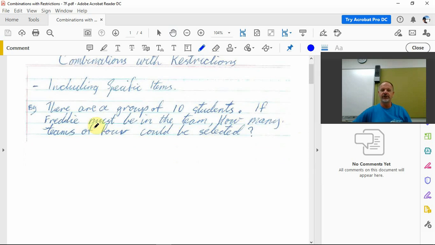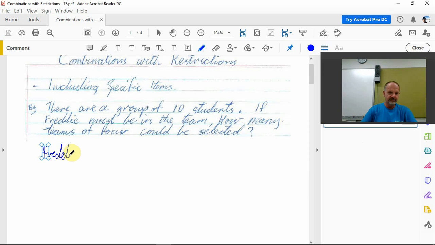So the group of 10 students, if Freddie must be in the team, how many teams of 4 could be selected? All right, so teams of 4, and we've got Freddie in. So if we've got Freddie in, we've now got nine other students. And if the team is a team of 4, but Freddie's already in it, we need 3 others for the team.